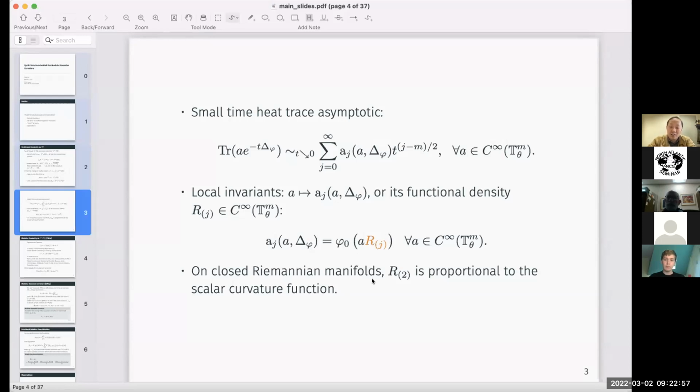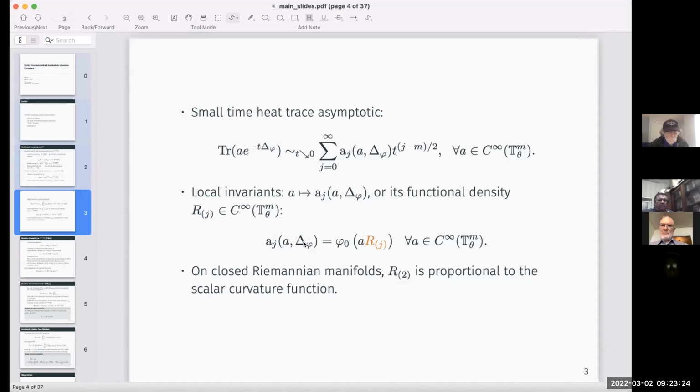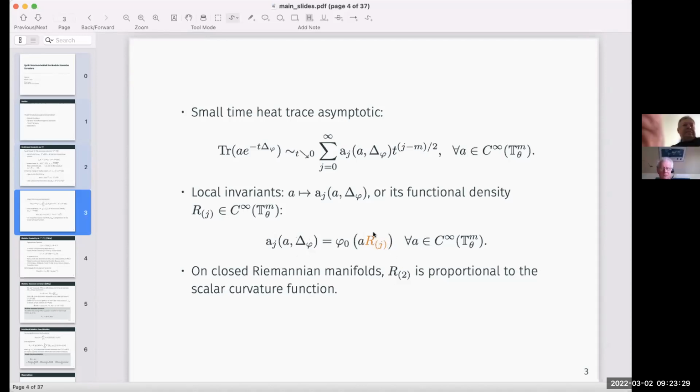On closed manifolds, we have a classical result, even before Gilkey's computation. The first coefficient recovers the volume, and the second coefficient is proportional, up to a universal constant, to the scalar curvature function associated to this metric. This gives a model, using purely functional analytic language, to capture the scalar curvature.